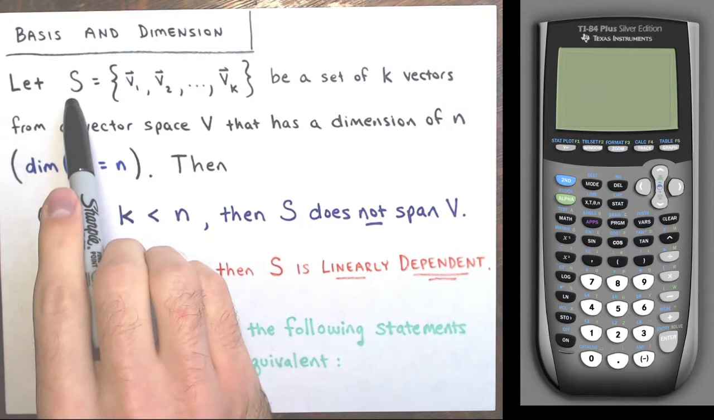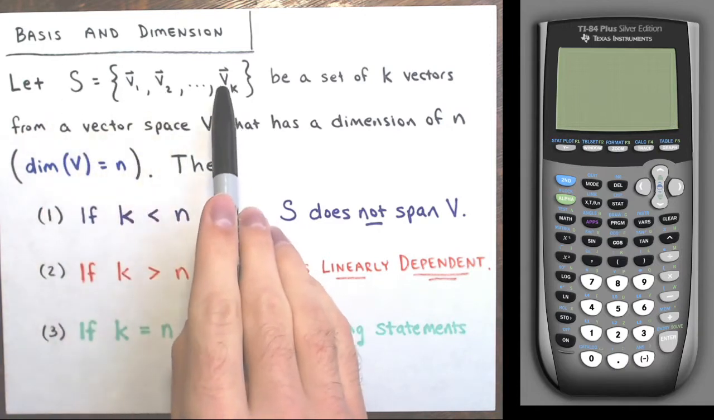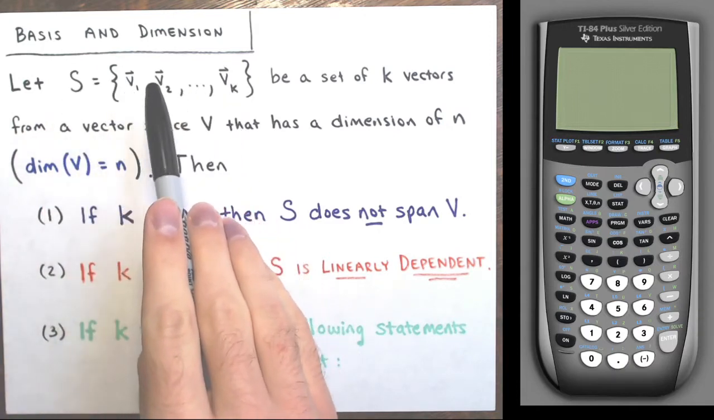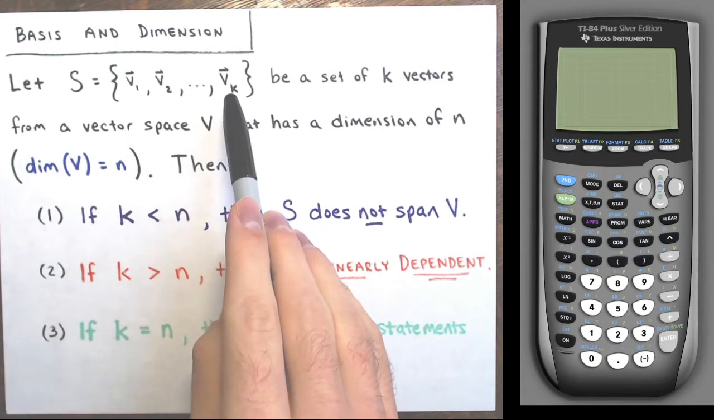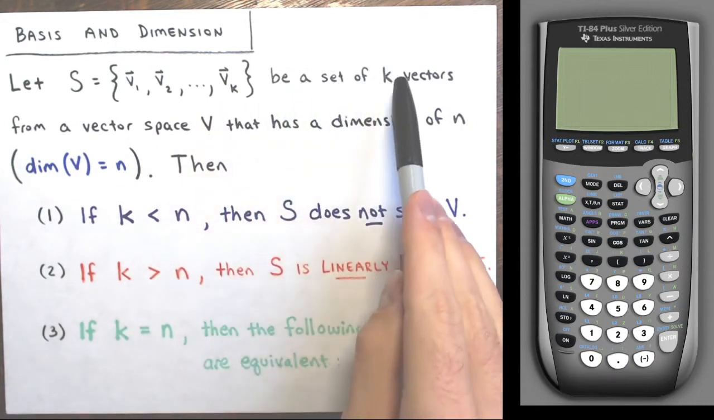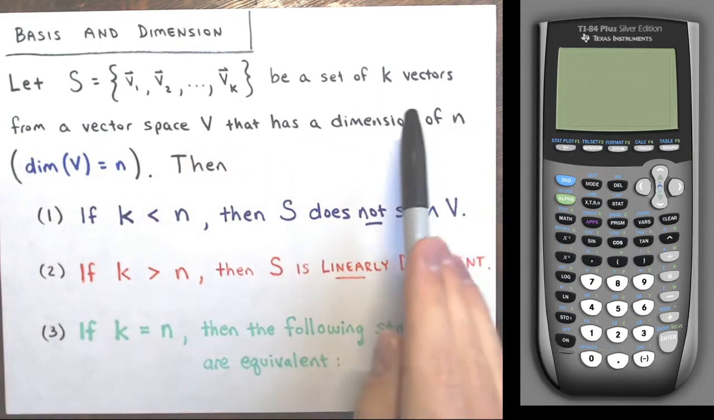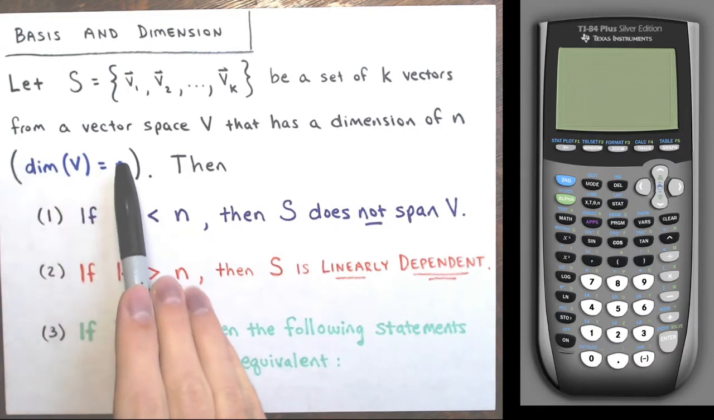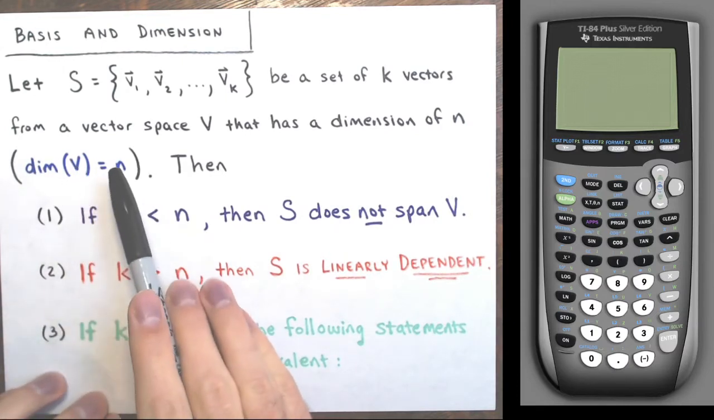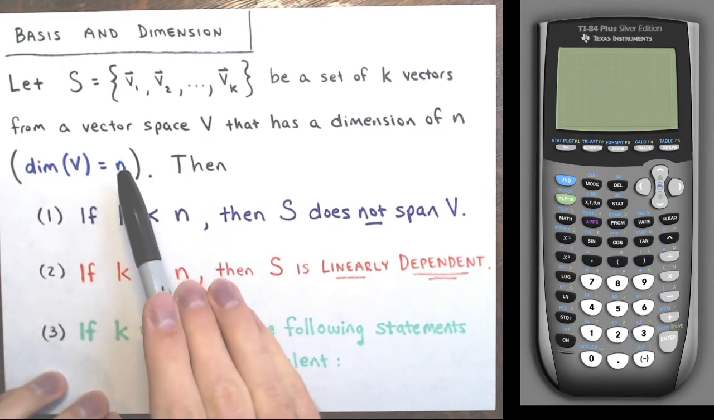So suppose S is a set of k vectors, right? So v1, v2, all the way up to vk, where k is some whole number. Be a set of k vectors from a vector space V that has dimension of n. Meaning, the dimension of V is n. So, that means any basis for V will have n vectors in it.